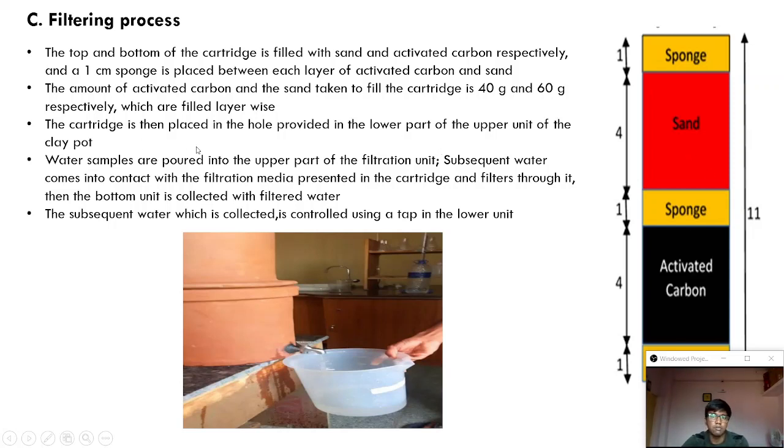The cartridge is then placed in a hole provided in the lower part of the upper unit of the clay pot. Like this part, we place the cartridge in this part.